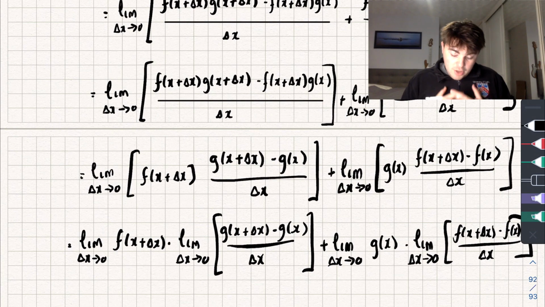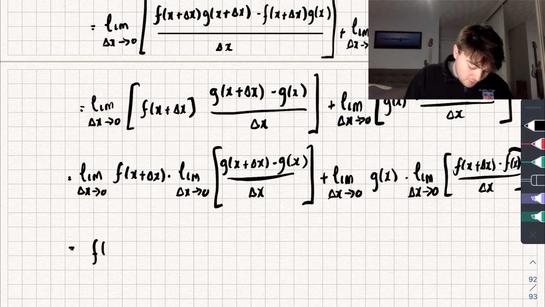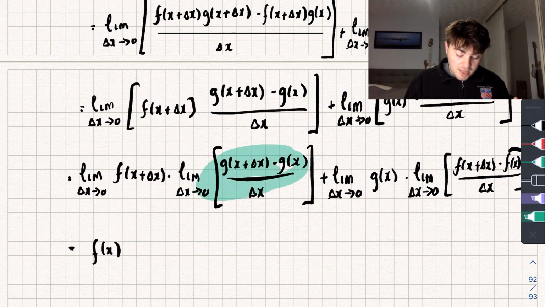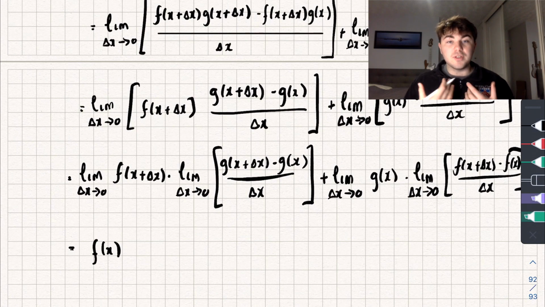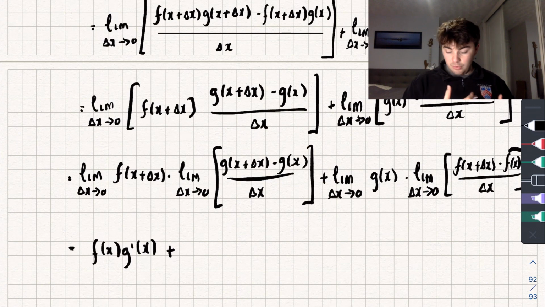Okay, so now we can actually work out these limits. Well, in the limit as delta x goes to 0, f of x plus delta x leaves me with f of x, so let's write that in. We've got f of x. That's multiplied by this limit here as delta x goes to 0. And that is our formula for differentiation from first principles. So that will give me the first derivative of g of x, so multiplied by the first derivative of g of x. I'm now going to add on the limit as delta x goes to 0 of g of x.